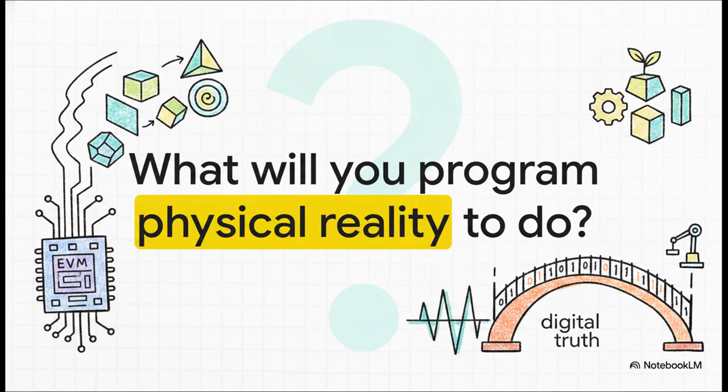So we've traced this incredible journey from rigid EVM constraints past the messy guessing of floating point math through ancient geometry and clever GCD compression all the way to absolute, verifiable truth on silicon. I want to leave you with one final provocative question to chew on today. Now that this bridge between digital truth and physical reality is wide open and highly efficient, what will you program physical reality to do?